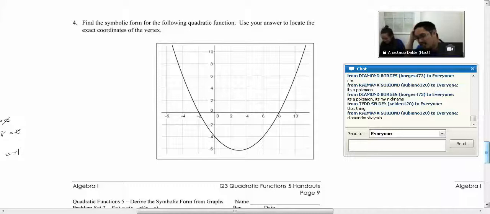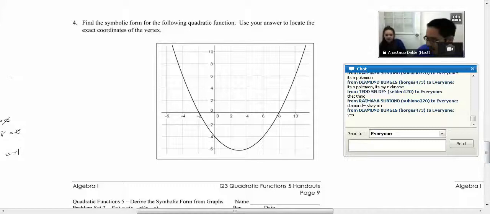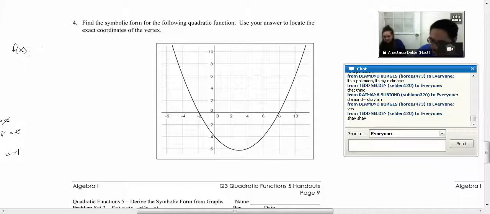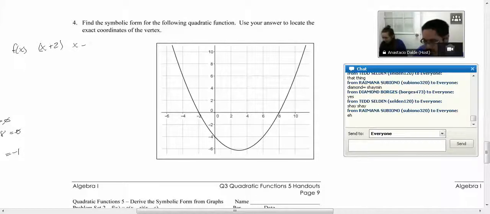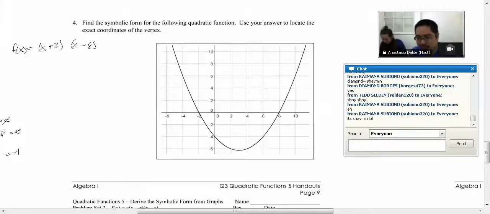Let's do this one. Ready? Are you ready? Okay, let's go. Okay, fine. What did you get? Alright, here's what Adriana got. x plus 2, x minus 8. Everyone agree with her? Yes. I concur, unless it's like the last one where you have to put a number in front. I don't think it is, but it might be like the last one.